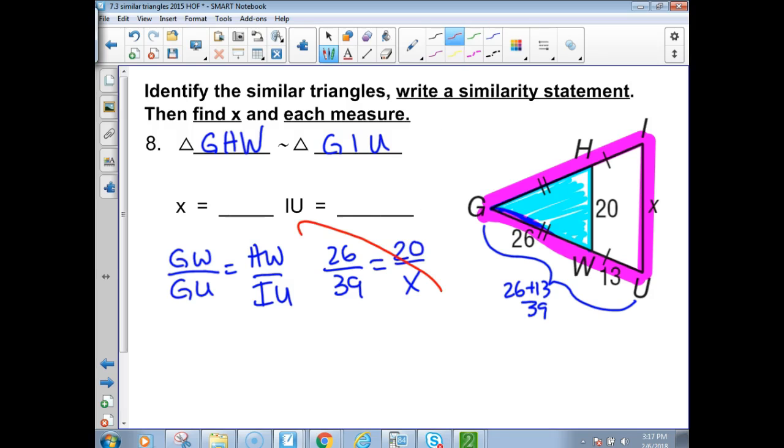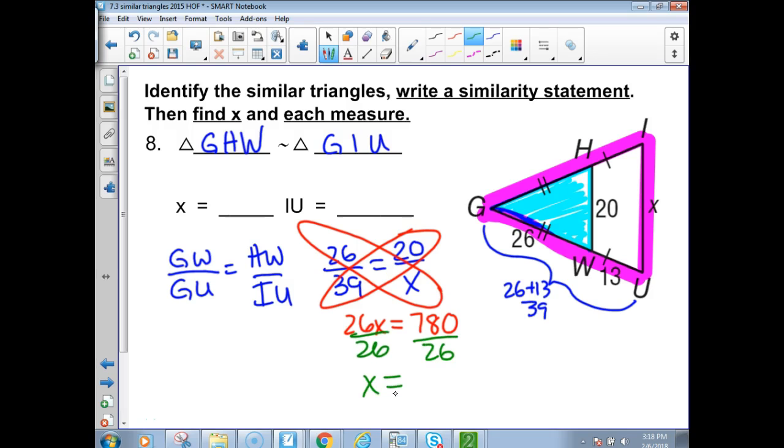Okay, so now I'm going to do my cross products. So 26 times x equals 20 times 39, 780. And then divide. Is it 30? Okay. All right, so the length of x is 30, and that was IU, so that would be 30.